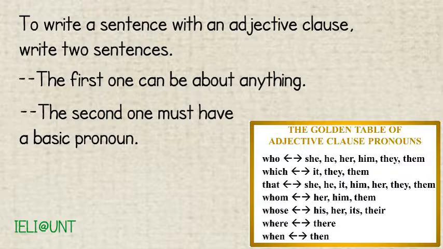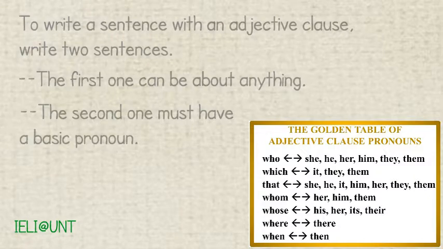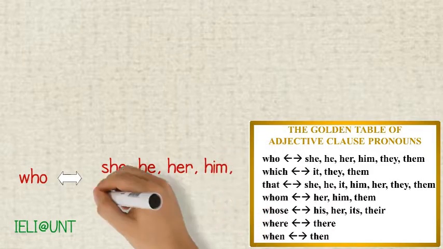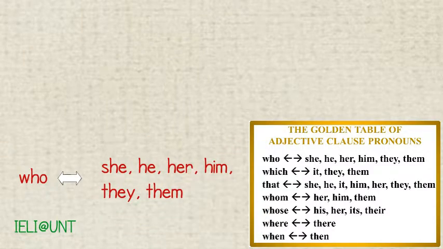the first sentence. Because we are focusing on who, which, and that, we should use basic pronouns such as he, she, her, him, it, they, and them. Suppose we want to use who. Then we have to use she, he, her, him, they, or them in the second sentence.